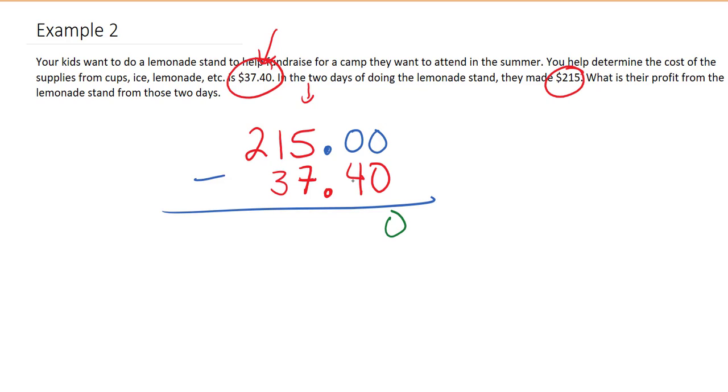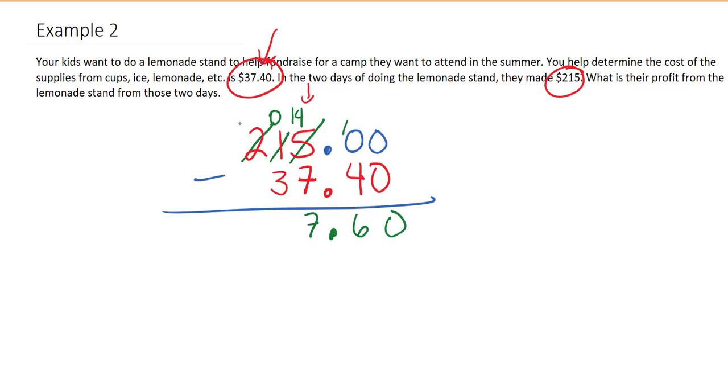0 minus 4 can't be done, so we need to go ahead and borrow from the 1s. So that becomes a 4, and then we have, like say, 10 dimes. So 10 dimes is $1. So that's how we borrow a whole $1. 10 minus 4 is 6. Bring down the decimal. 4 minus 7 can't be done, so let's go ahead and borrow this from the 10. So now we have 14. 1. So 14 minus 7 is 7.